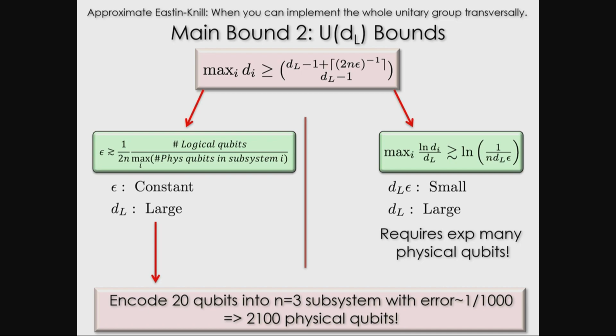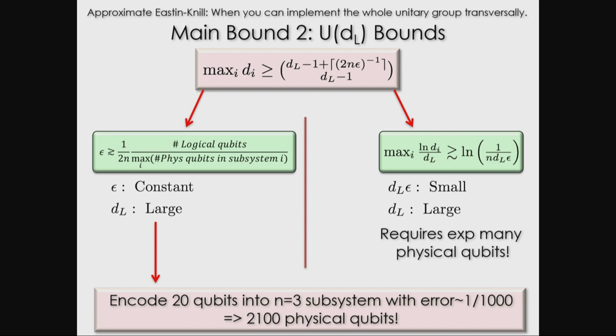So suppose that you want to keep the epsilon constant and dl large. Then you can see that in this regime, the error is going to be lower bounded by 1 over n times the ratio of the number of logical qubits to the number of physical qubits. So now instead of dimension, log dimension appears in the bound. For example, if you want to encode 20 qubits into 3 subsystems, and you want to keep your error around 1 over 1,000, you need 2,000 physical qubits.